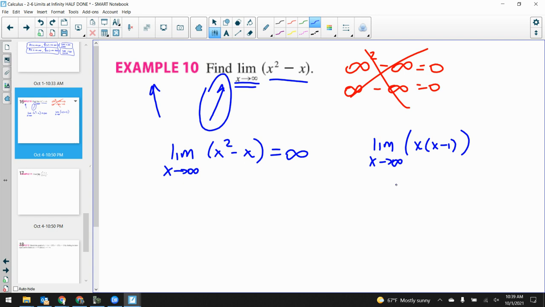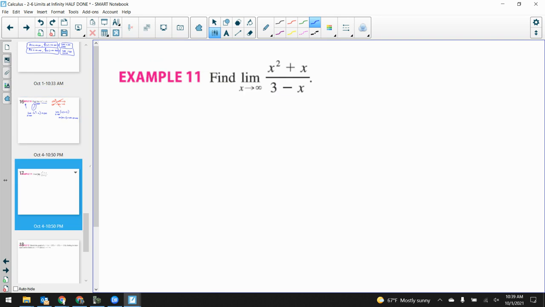Now you can say, okay, well, this is infinity times infinity minus 1. Well, infinity minus 1 is just going to keep getting bigger and bigger and bigger, right? Minusing 1 from infinity just keeps sending it to infinity. So that's like saying infinity times infinity, which will end up going to infinity anyway. Okay. But again, it's so much easier if you think about the end behavior. What's happening? Let's take a look here.